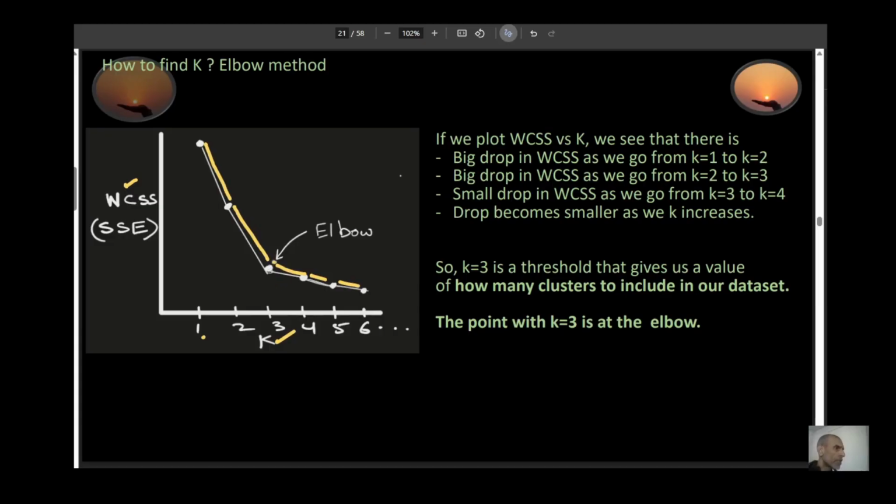At some point, your drop is going to be way smaller. In this instance right here, you can see that going from K from 2 to 3, there was a drop, but the drop from 3 to 4 is smaller than the drop from 2 to 3. So this point right here is called an elbow. The reason it is called an elbow is because it looks like the elbow of an arm. In this particular instance, K equal to 3 would be the right number of clusters. So choosing K equal to 3 clusters would be a good number.